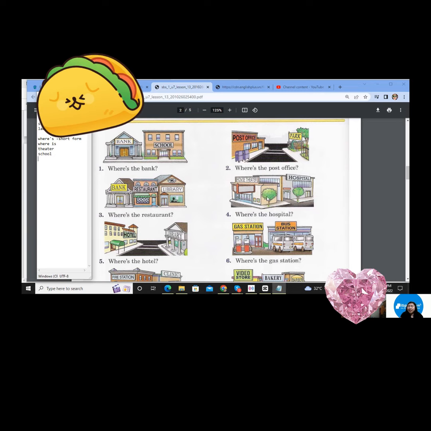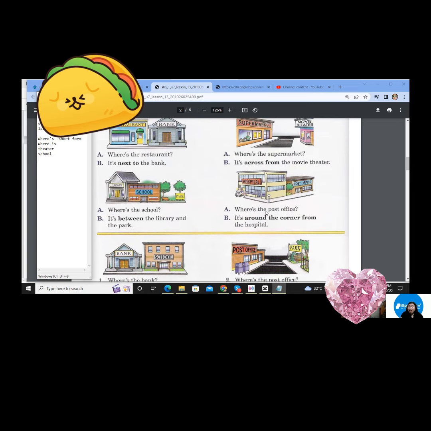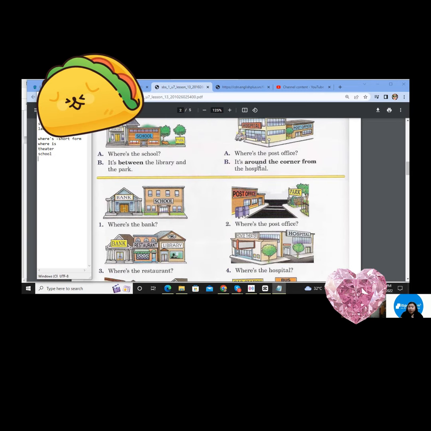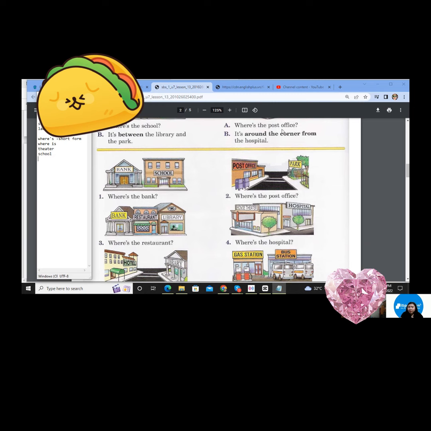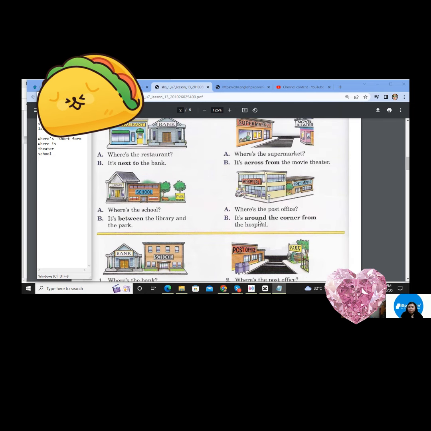The hospital is around the corner from... Okay, so this one is the hospital, and this one is the post office. The post office is around the corner from the hospital. Okay, again, around the corner. This one is the corner, and it's around the corner from the hospital.